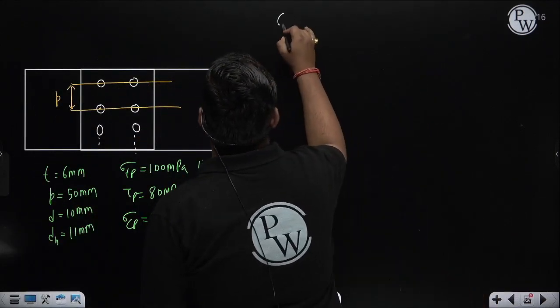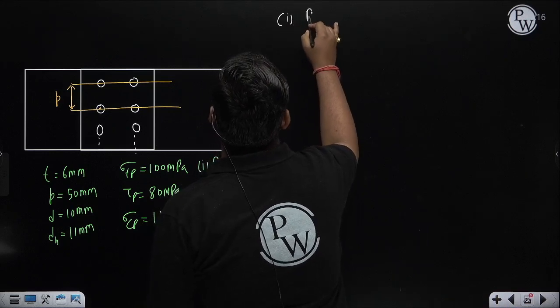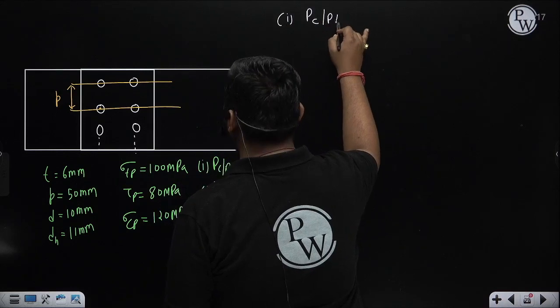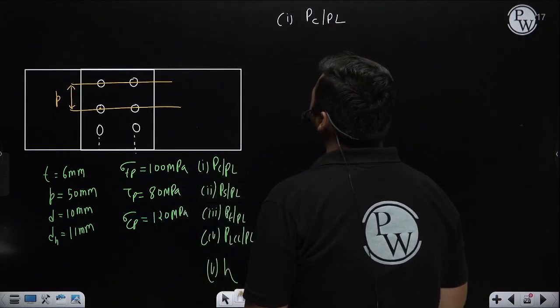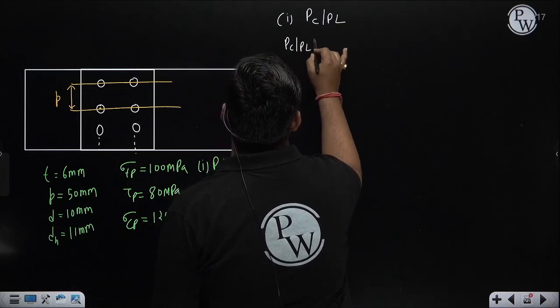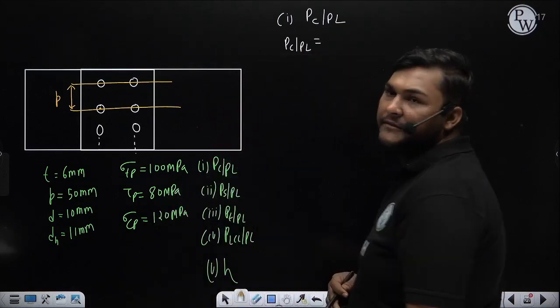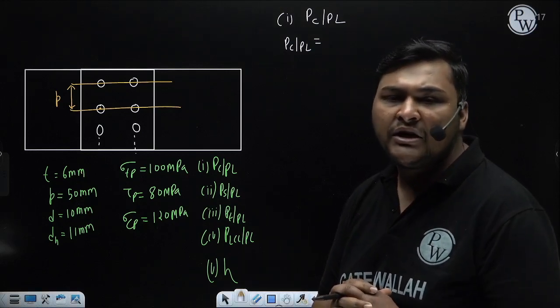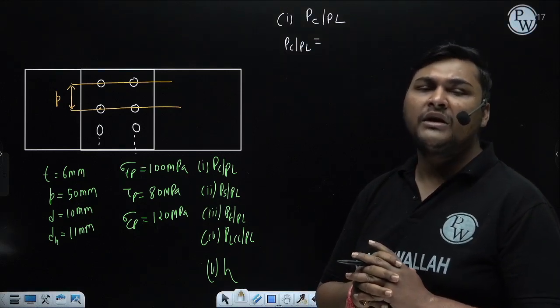First I am calculating the load carrying capacity per pitch length to avoid crushing failure, meaning the crushing load carrying capacity per pitch length, because the examiner first asked for crushing load carrying capacity per pitch length. So first I am writing the expression of crushing load carrying capacity per pitch length.